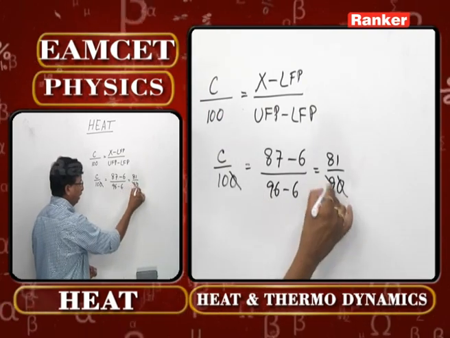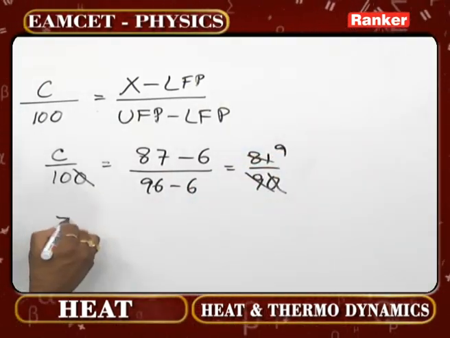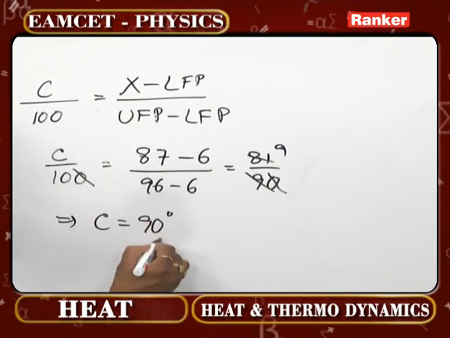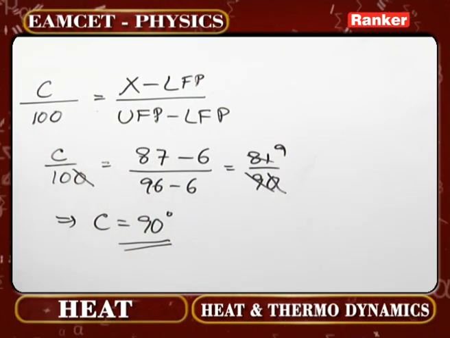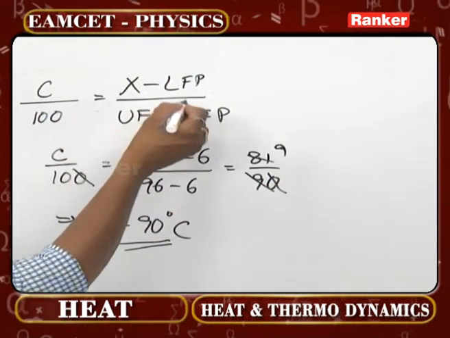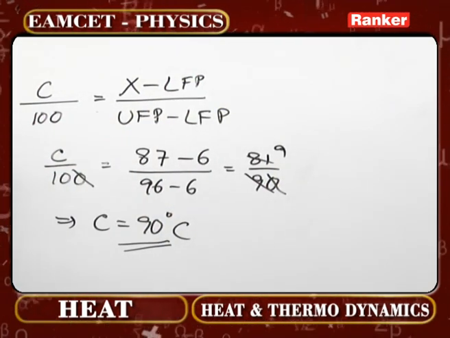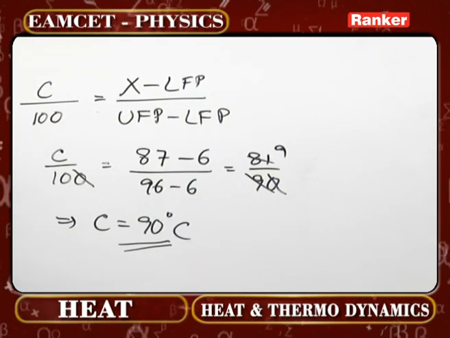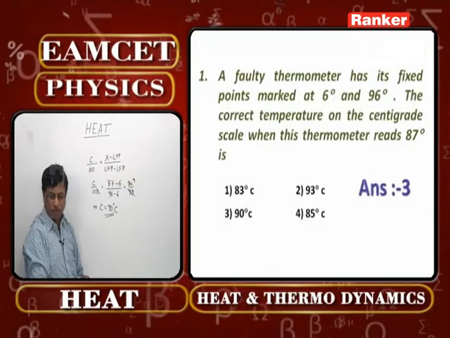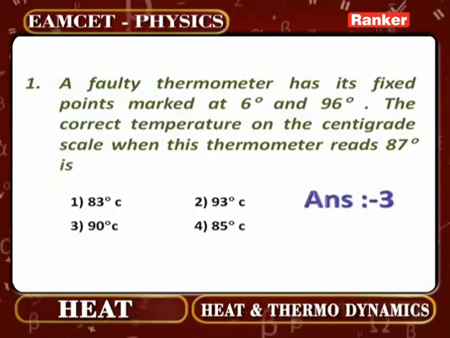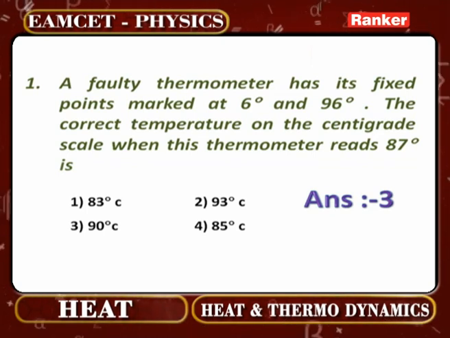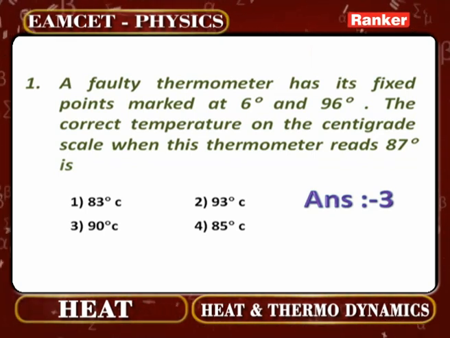So this 9 cancels here 9 times. So what will be the value of C now? Cross multiplication gives you 90 degrees. So what is the corresponding value over here? 90 degrees centigrade is the corresponding value for the value of 87 degrees given on the faulty thermometric scale. So if you look at the options carefully, the third option, that is 90 degrees centigrade, is the right option for that first question.